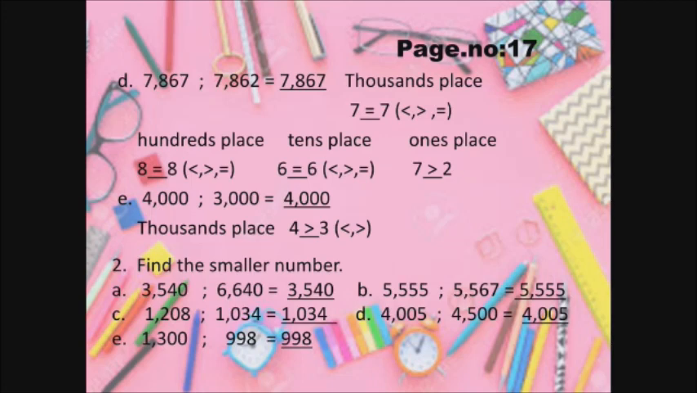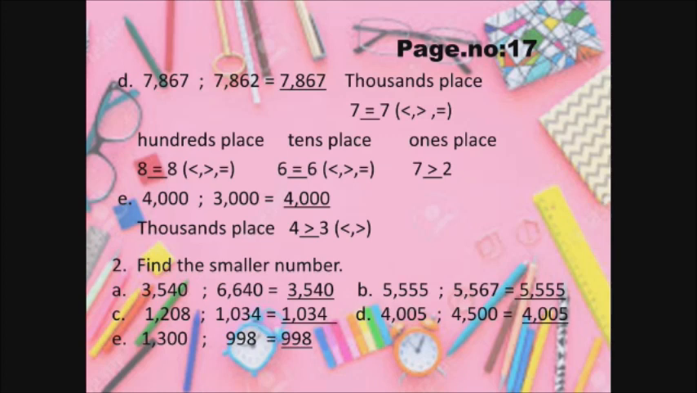So the answer is 4000. Next, in thousands place we have 4 and 3. So what symbol do we have to put here? That is the more than symbol. It is the greater than symbol. So 4 is greater than 3. Okay, so copy down all the answers in your textbook.